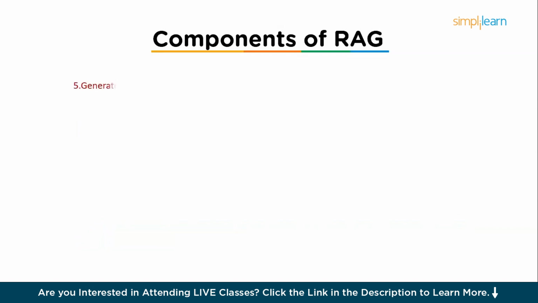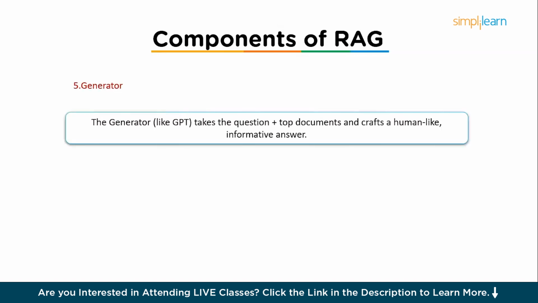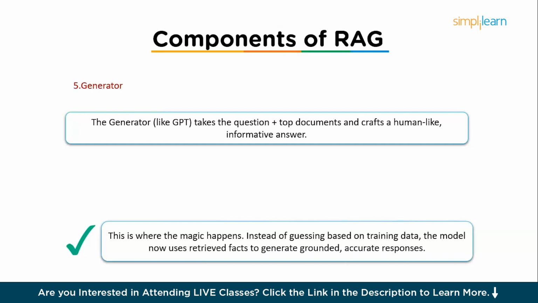Now let's move on to the next one. We have the generator, that is the language model. This is your AI's voice. The generator, like GPT, takes a question plus the top documents and crafts a human-like, informative answer. This is where the magic happens. Instead of guessing based on training data, the model now uses retrieved facts to generate grounded, accurate responses.